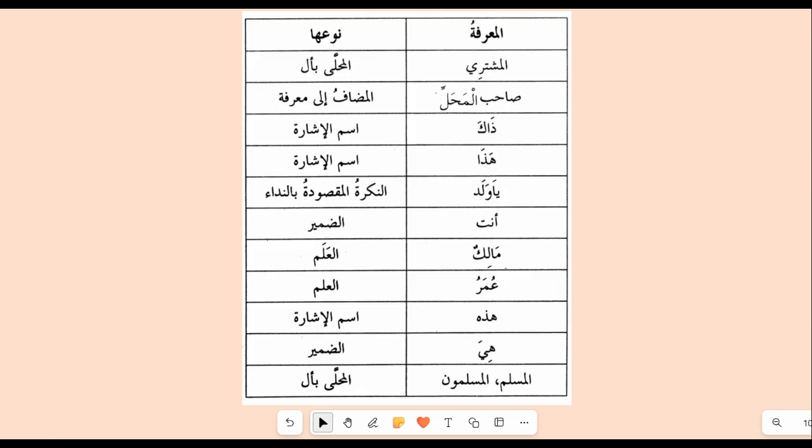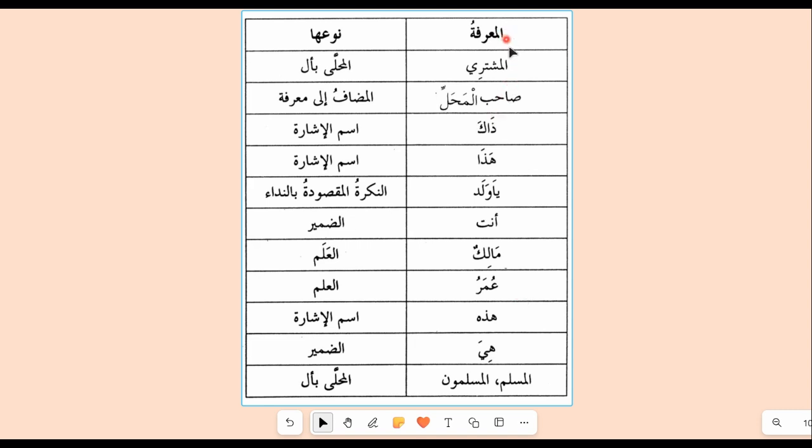You need to take out all the marifa nouns, واذكر, and mention its type, كل واحدة منها. For all those marifa nouns that you have taken out from the lesson, you need to give the type. So this I will inshallah do on my whiteboard. So here is the table and I have done a few of them.